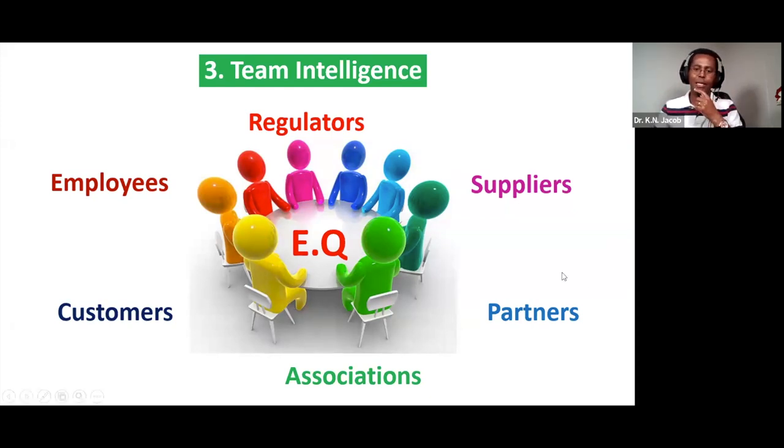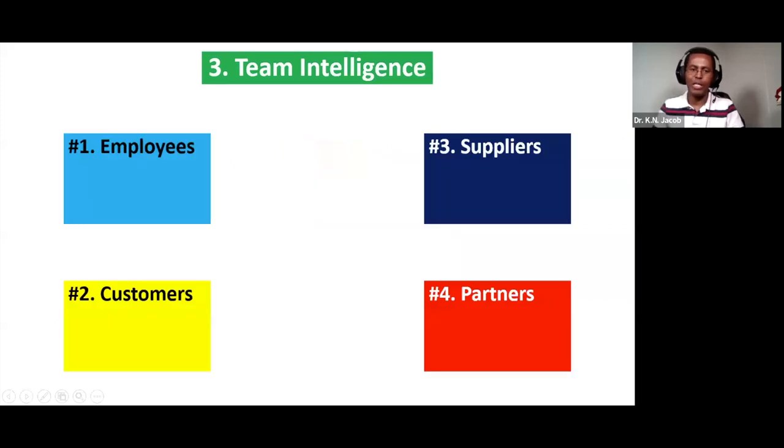Employees, customers, suppliers, and partners, simply because while we all need regulators, they are not on a day-to-day basis with you, even our professional bodies. But these other four are with you on a day-to-day basis. And this, if you ask me, is one of the deal breakers. You mess with team intelligence and you have no business.